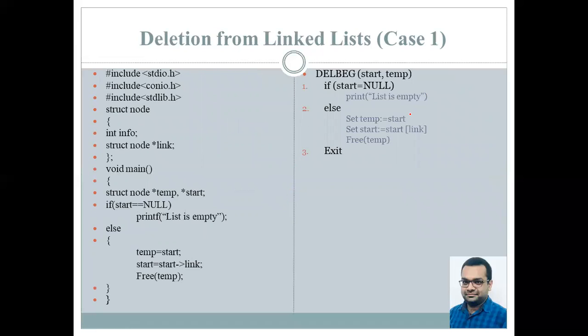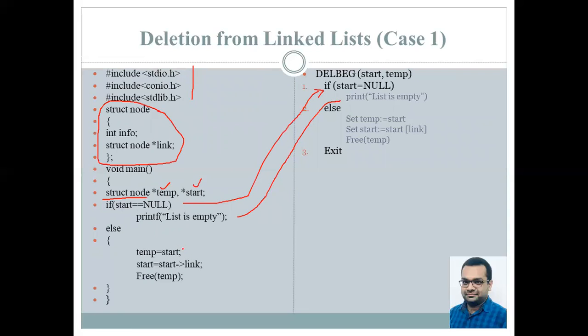So this is a straightforward conversion to the C program. These are the declarations of the header files. This is the declaration of the structure pertaining to the linked list. Inside our main function, we have two pointers, start and temp, of the type struct node, and we check if the start value is null. If the start value is null, we print the message that the list is empty. In the else part, we assign the address of start to temp, and then we increment the value of start to point to the next node in the linked list, and then we free up the memory allocated to temp.